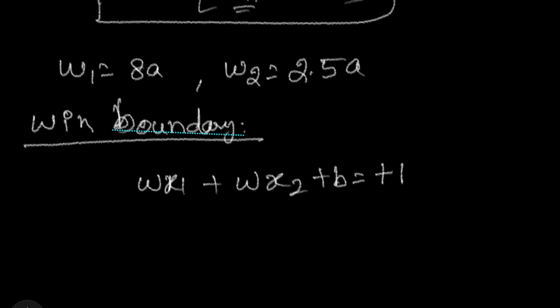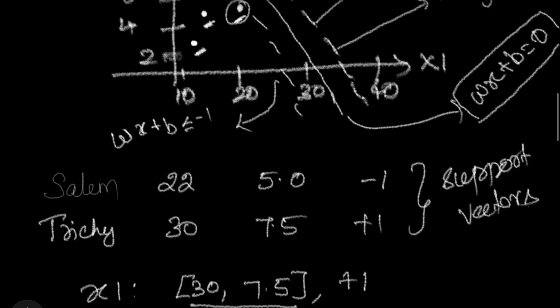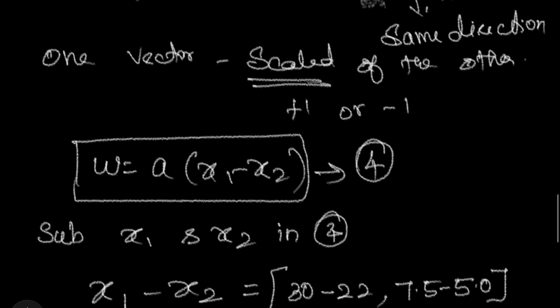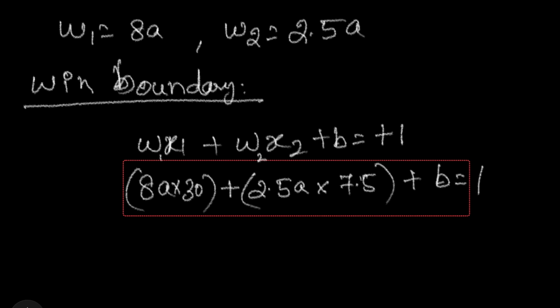Right. So now we have the value of w1 as 8a. If I take w2, I have the value of w2 as 2.5a. Now I have to multiply it with x1 and x2. What is the win boundary x1 and x2 value? We have the win boundary as 30, 7.5. That is the win boundary. So I will apply 30 for x1 and 7.5 for x2. Right. Plus b equals 1.